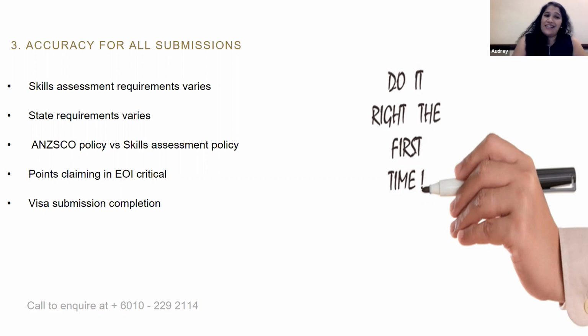Another thing is ANZSCO policy versus skill assessment policy. The immigration usually follows the ANZSCO policy, but the skills assessment body tends to have their own policy in coming up with your result. So which one do we follow? It's very, very important, because if you follow it incorrectly, you will end up claiming your work experience points incorrectly also.